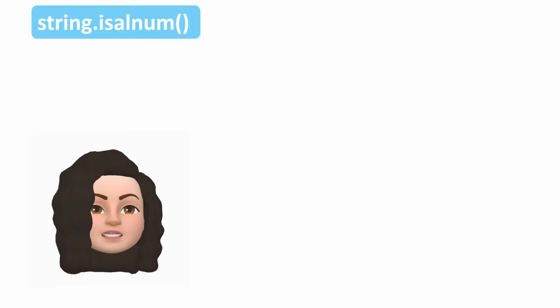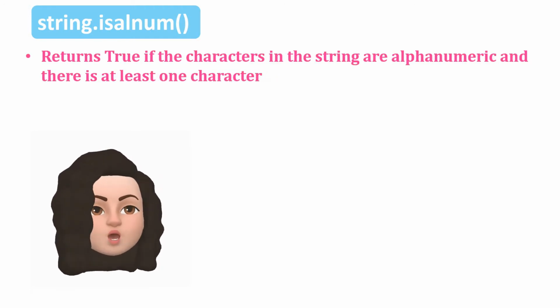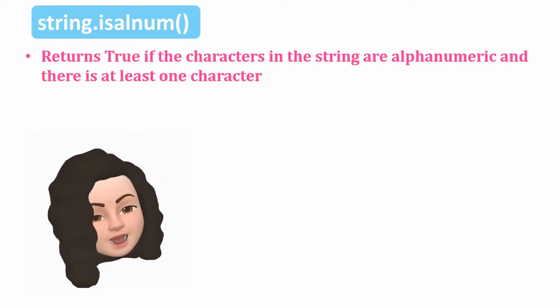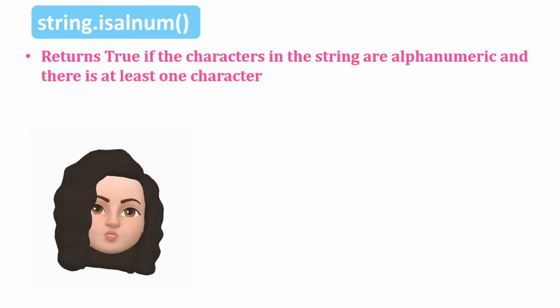isalnum. The string function isalnum will return true if the characters in the string are alphanumeric. That means it can be either alphabet or numeric, and there should be at least one character. That means at least one number or one alphabet. Otherwise it returns false. Okay.